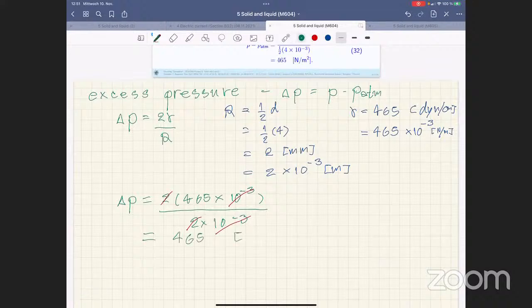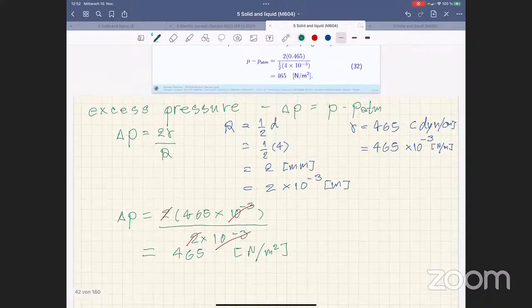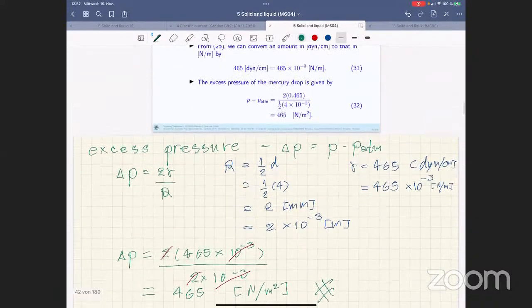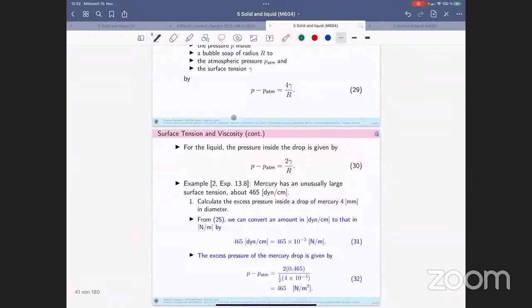465 Newton per, as you know, it's Newton per meter for gamma, right? But gamma is again divided by a distance in meter, right? So this one is going to be square meter, right? So that's it for the basic formula in liquid drop, and pressure excess means the pressure difference.